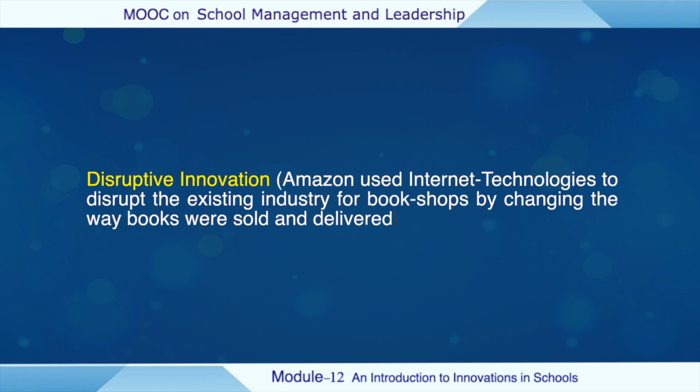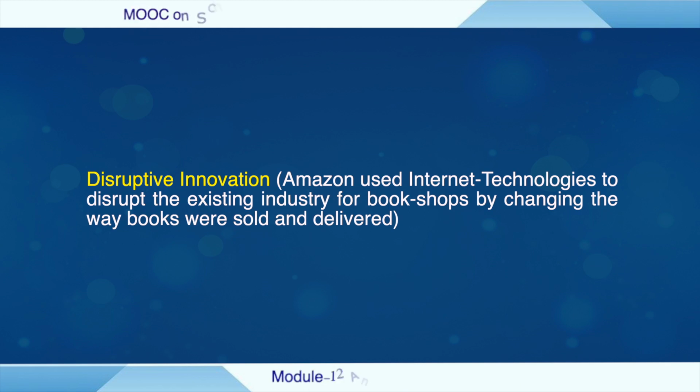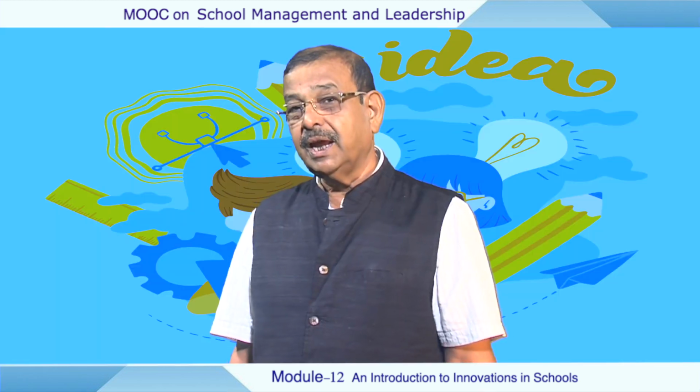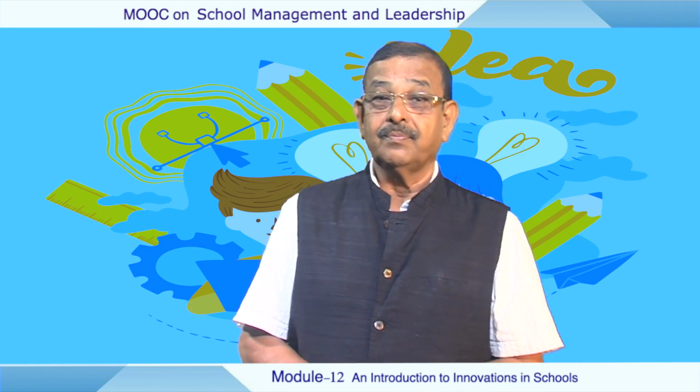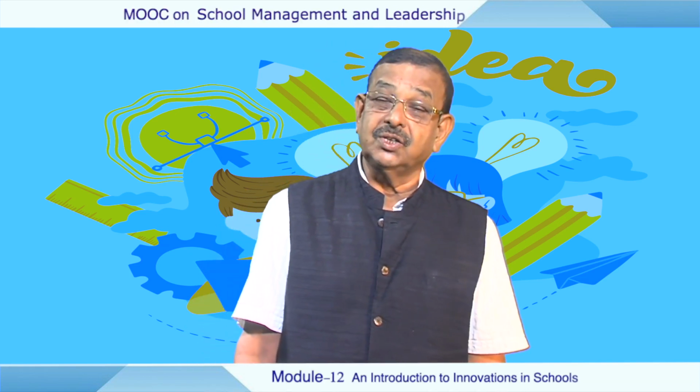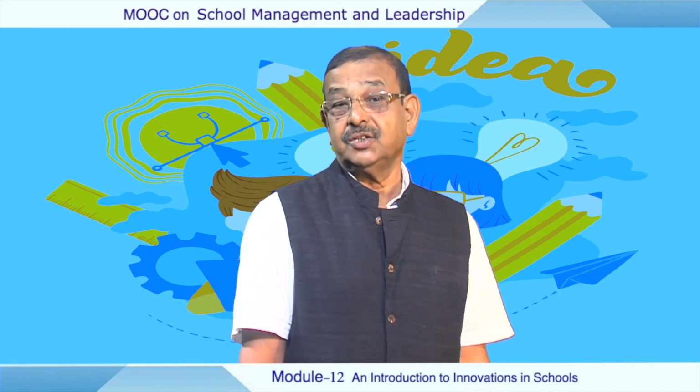Disruptive innovation. Amazon used internet technologies to disrupt the existing industry for bookshops by changing how books were sold and delivered. All of us nowadays use the e-retailing options. That is what disruptive innovation is. There was a great deal of discussion taking place about whether our Kirana stores would be able to function. As we have seen, both of them have adjusted to the innovation and both of them are coexisting. But it created the disruption.